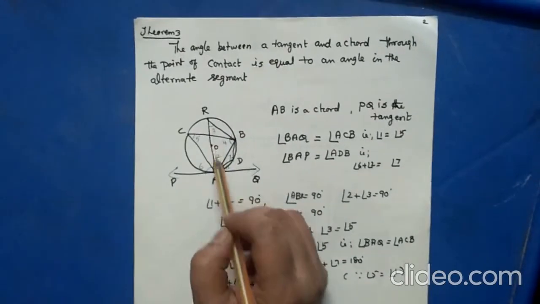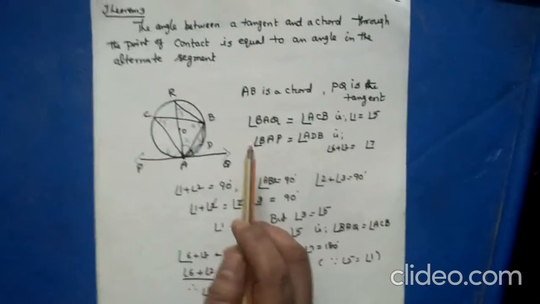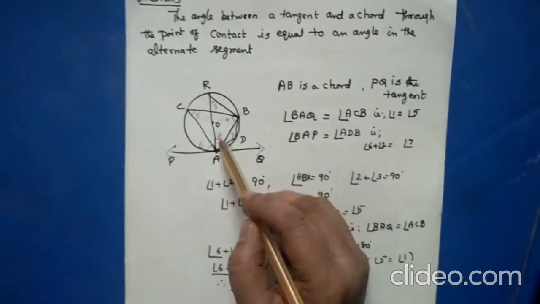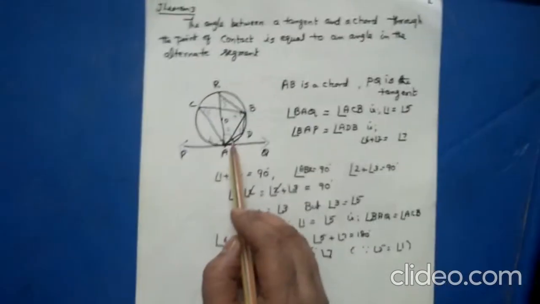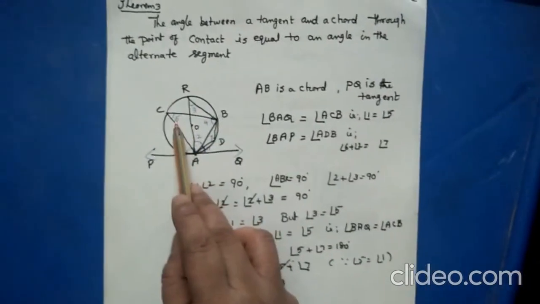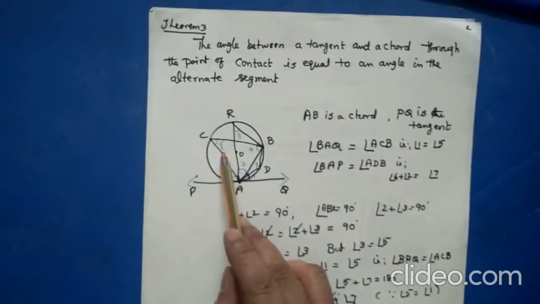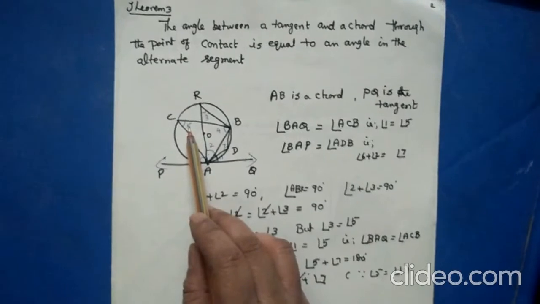Therefore 2 plus 3 is equal to 90, the remaining angle. Next 2 plus 1 is equal to 2 plus 3. Common angle 2 you are cancelling. Angle 1 is equal to angle 3. That means BAQ is equal to angle R. But angle R is equal to angle C because angles in the same segment are equal. Therefore, angle 1 is equal to angle 5.